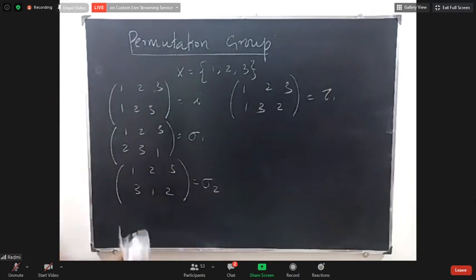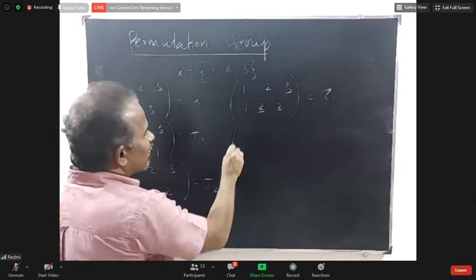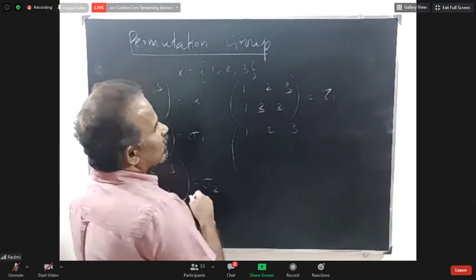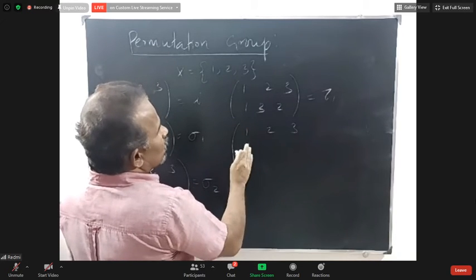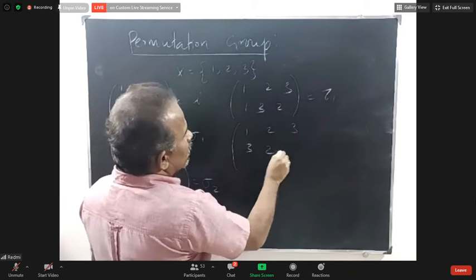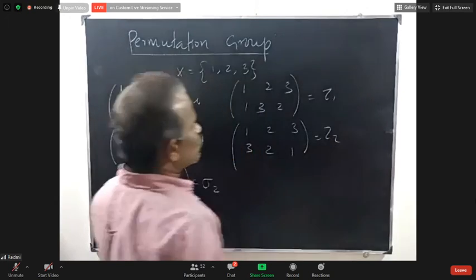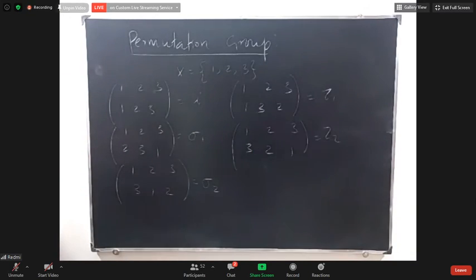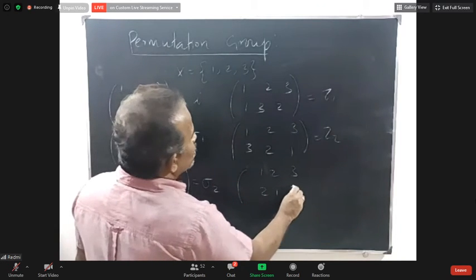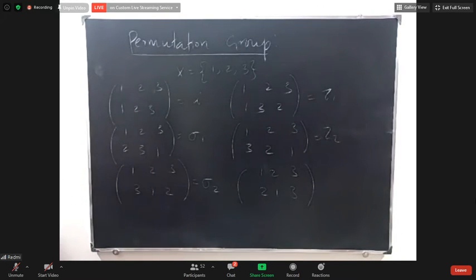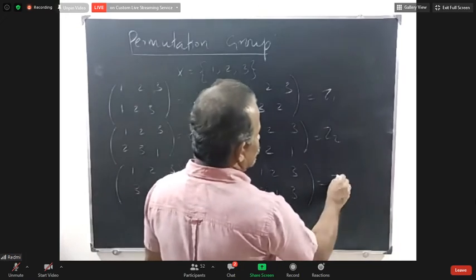I can denote all functions like that. Again, 1, 2, 3 goes to 3, 2, 1. This is equal to tau 2. Again, I can write 1, 2, 3 goes to 2, 1, 3. So this is equal to tau 3.